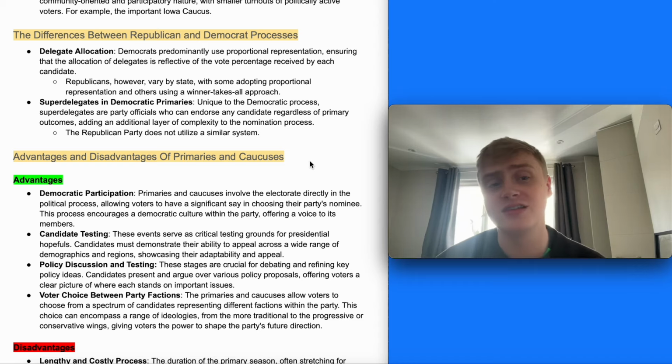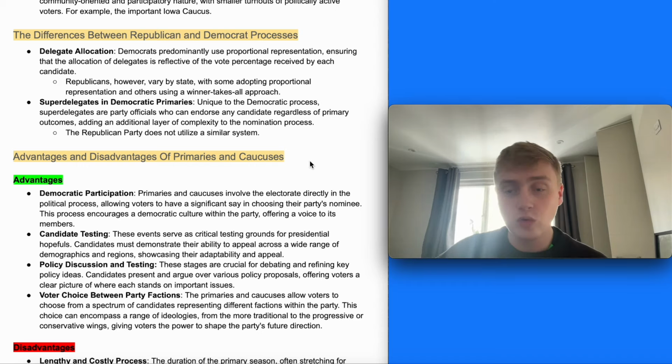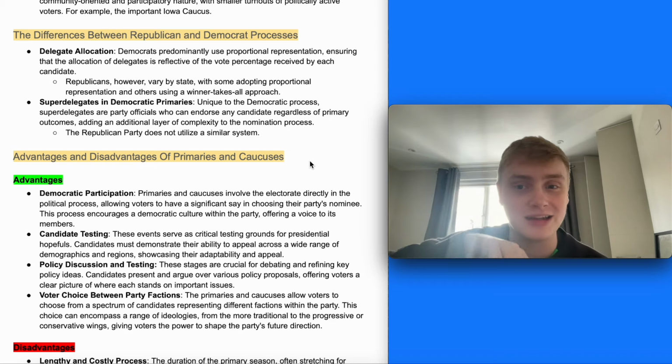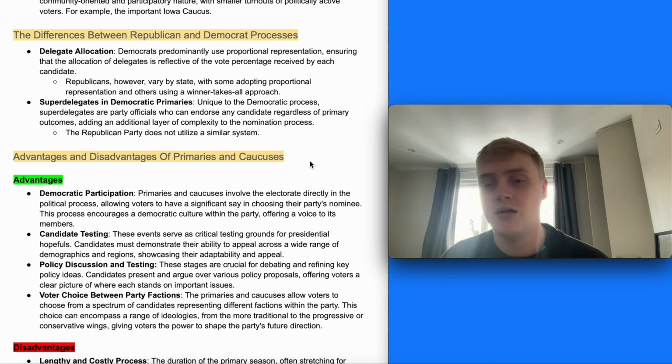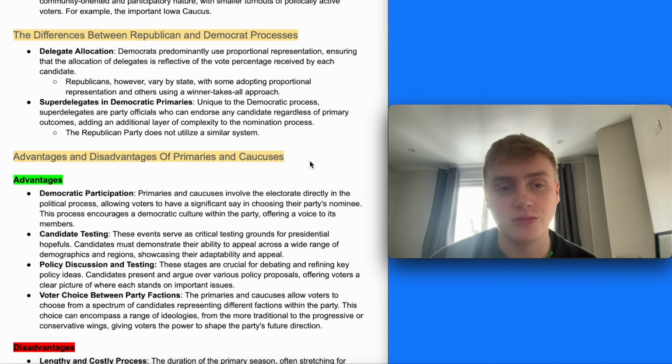Crucially, there are other key differences in Democratic primaries. There are also superdelegates. And they're party officials who can endorse any candidate regardless of primary outcomes. So you have all the delegates from the primaries, but we also have some of these superdelegates from the party, key party officials who can decide who they want, rather than it being based on voting. And that adds another layer of complexity to the nomination process.